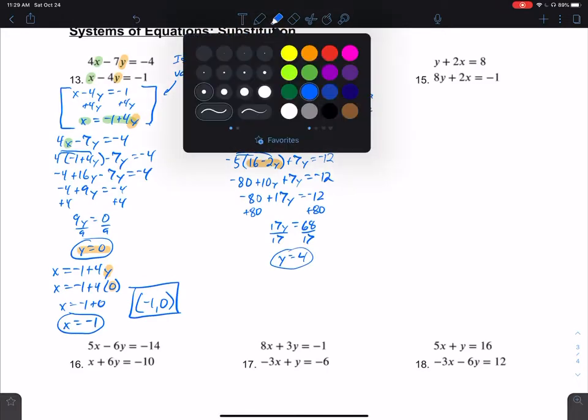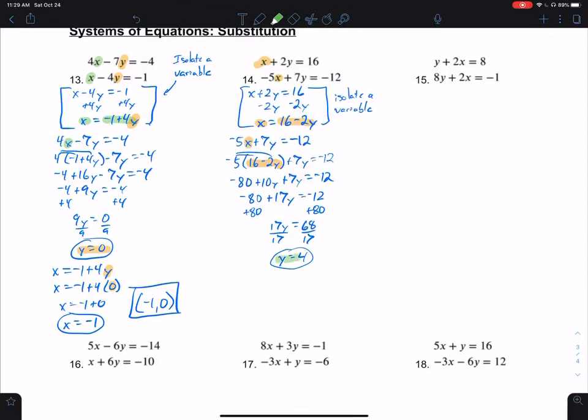So when we take that, let's change colors. I'm going to take that y equals 4. And once again, I have the choice of plugging it into any of these 3 equations. I'm going to choose the one where x is already isolated. So x is equal to 16 minus 8, so x is equal to 8. And then my coordinate point would be 8, 4. Make sure you write the x value first and then the y value.